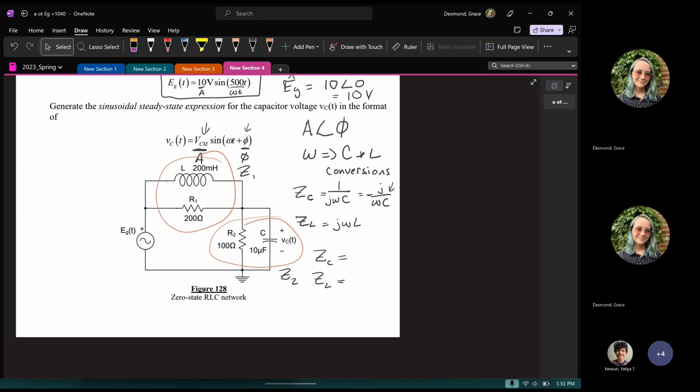Wait, this is an impedance, right? Yeah, correct. We settled on doing impedances. The impedance of the capacitor is going to be negative 200i.